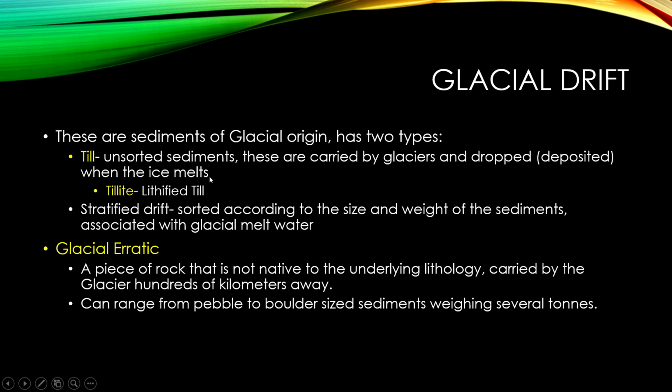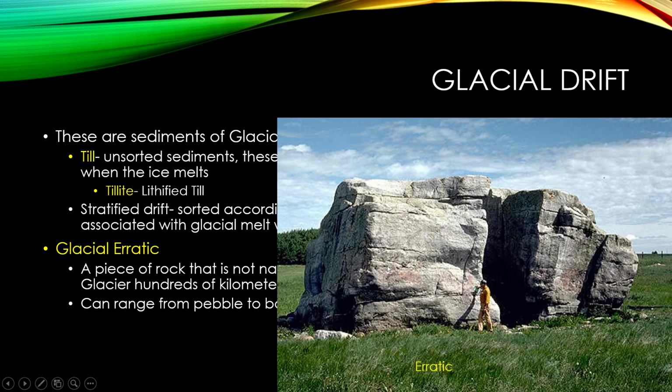So upon melting of the ice, your water actually takes over to sort your till. And then you have the glacial erratic, which is a piece of rock that is not native to the underlying lithology and was carried by your glacier hundreds of kilometers away from its origin. It can range from a pebble to boulder-sized sediments, weighing several tons. So this is an example of an erratic.